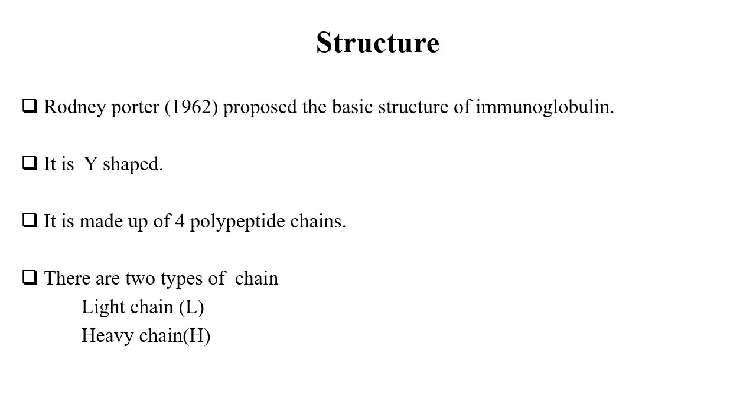Rodney Porter in the year 1962 proposed the basic structure of antibody. It is Y-shaped in nature. It is made up of four polypeptide chains. There are two types of chains: one is light chain, another one is heavy chain.